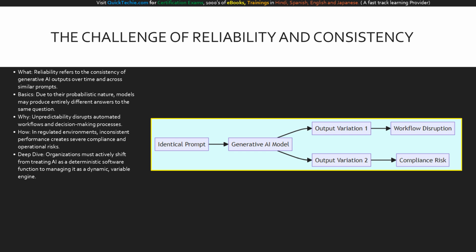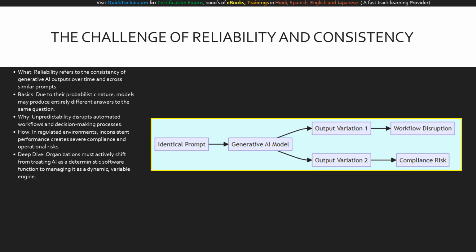Because of its probabilistic nature, you can ask a model the exact same question twice and receive two entirely different answers. Why is this a problem? If you are trying to automate enterprise workflows, inconsistency is your enemy. Unpredictable outputs can severely disrupt decision-making pipelines and user experiences. How does this manifest in the real world? For regulated industries, variability poses massive compliance and operational risks, as you cannot guarantee the system will adhere to required standards every time it generates text.